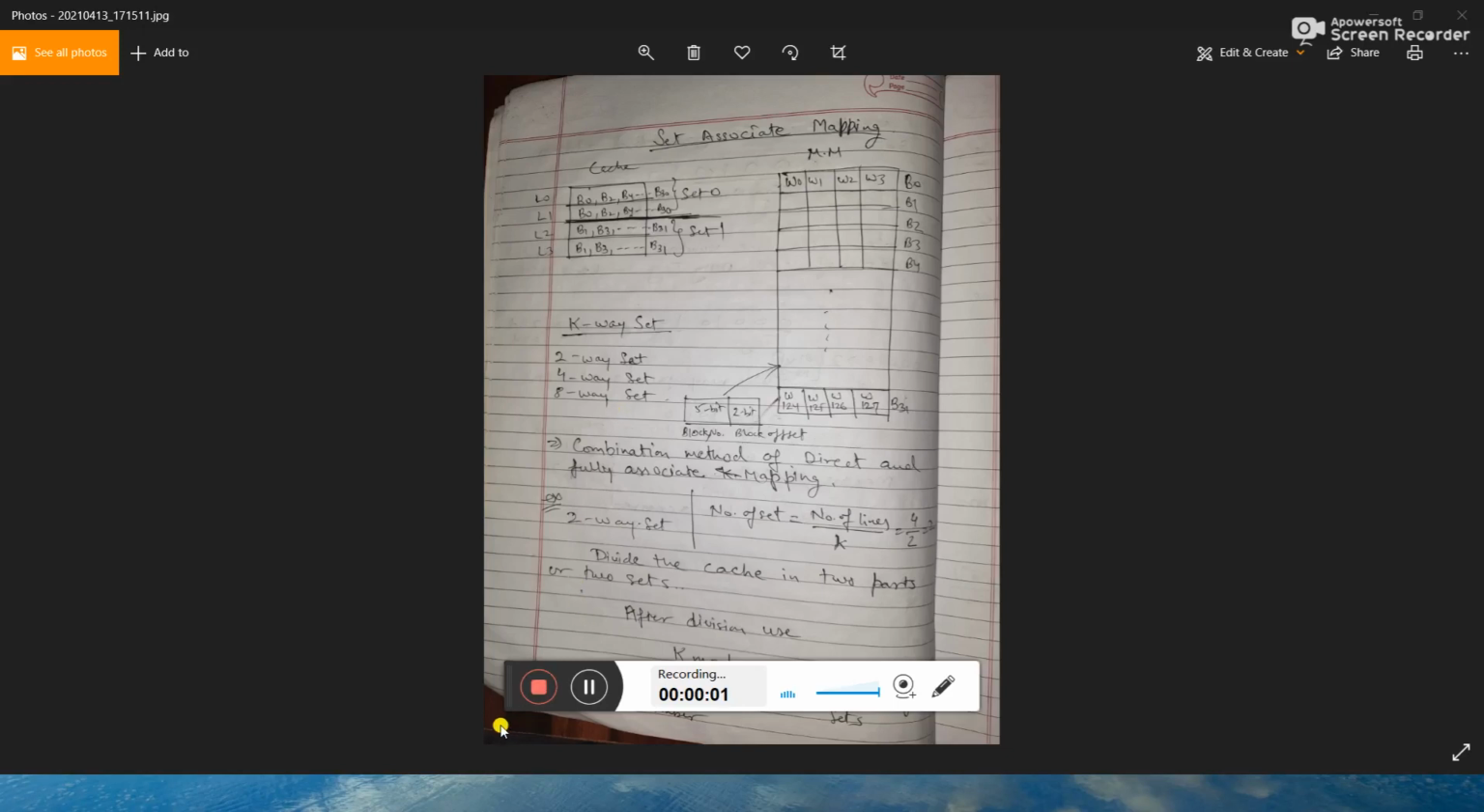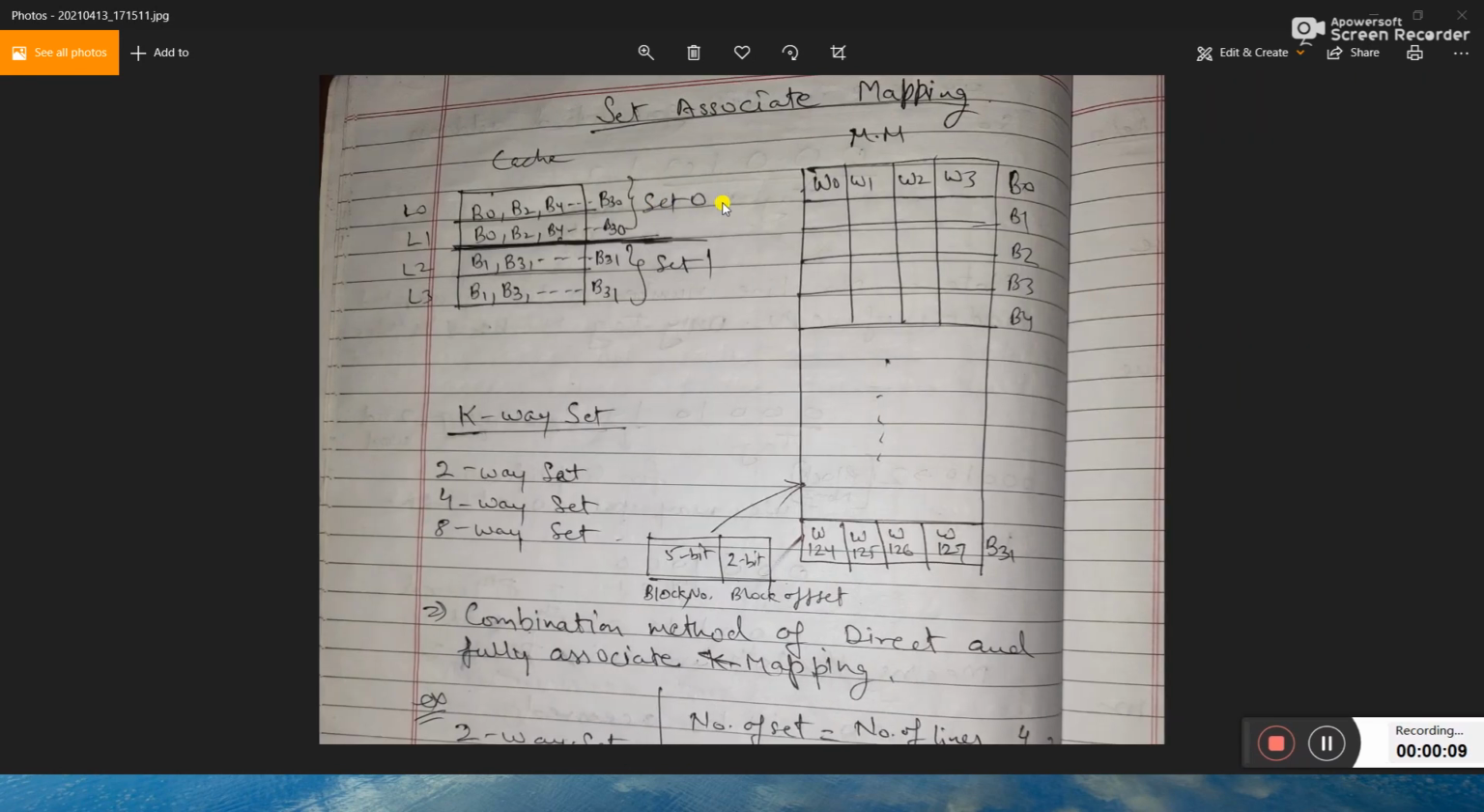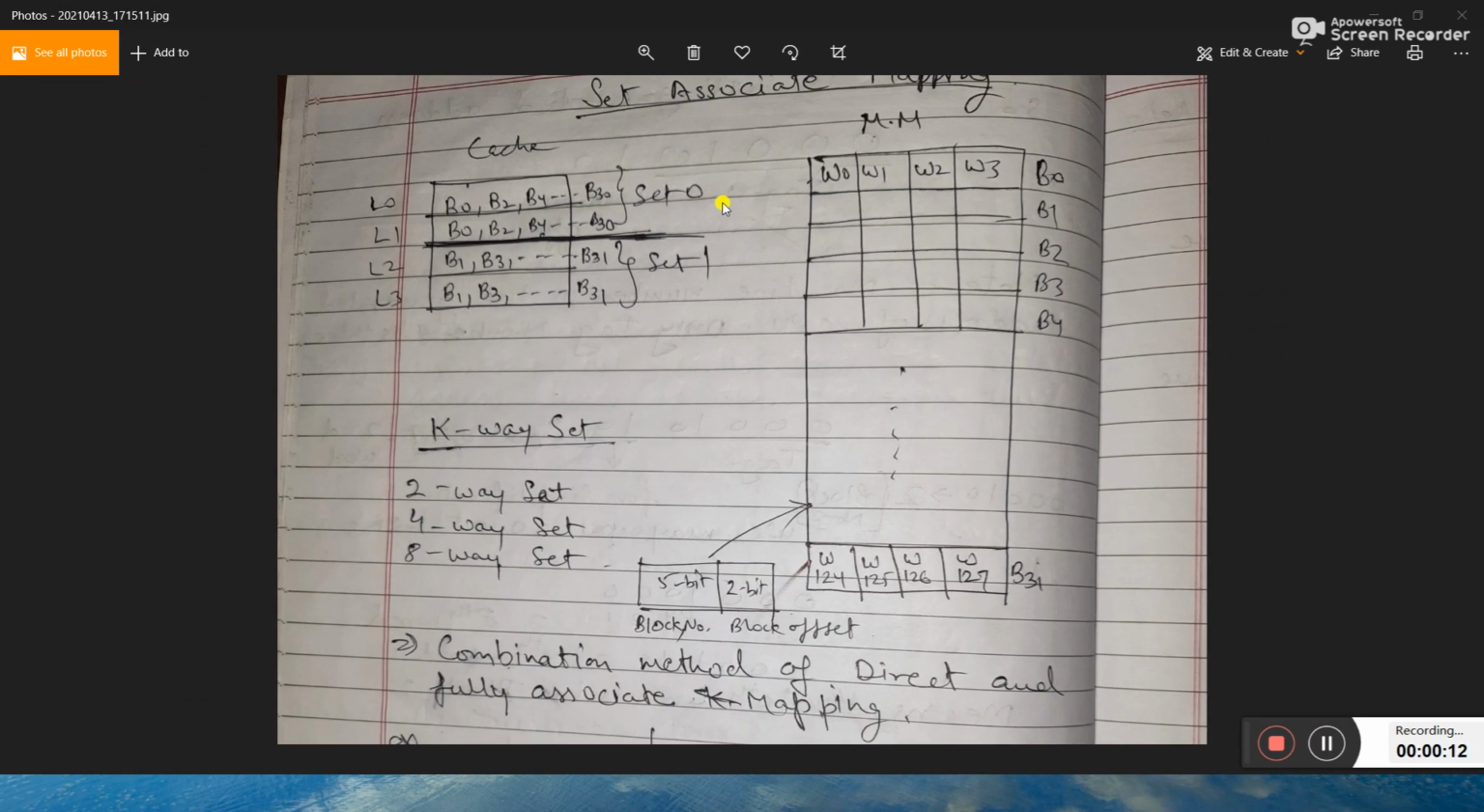Hello students. Today we will discuss set associative mapping, which is another method of mapping with the cache. It is a mixture of fully associative mapping and direct mapping. What we do is divide the cache memory into sets, defined as k-way sets, like 2-way, 4-way, or 8-way sets. For example, if there are 4 lines, then a 4-way set is possible.